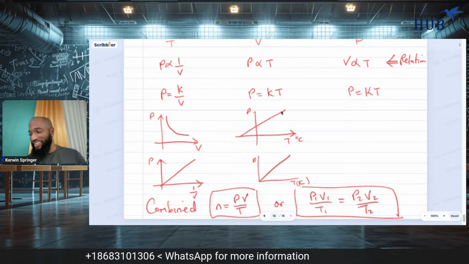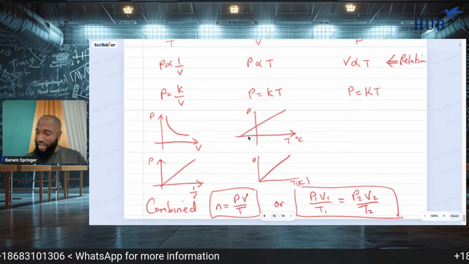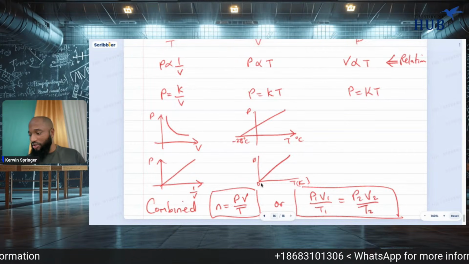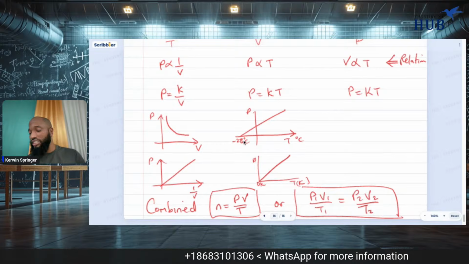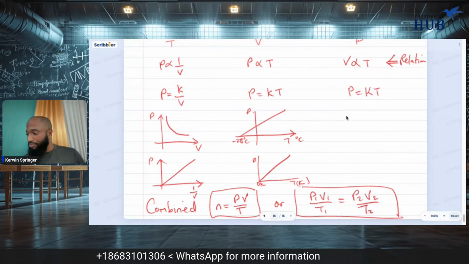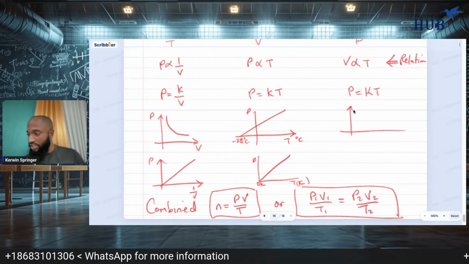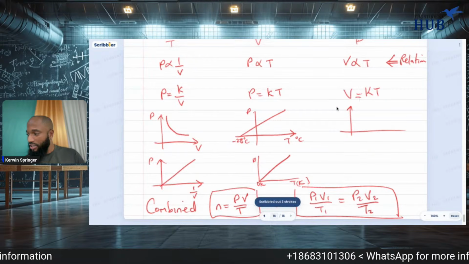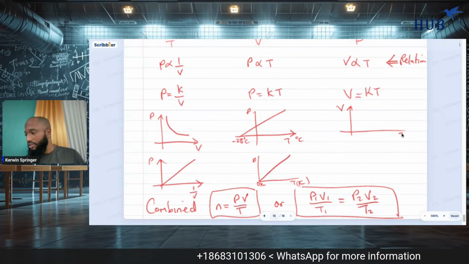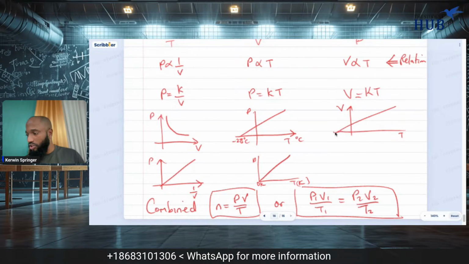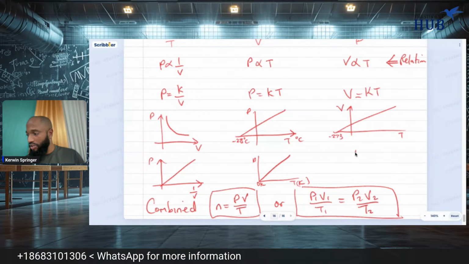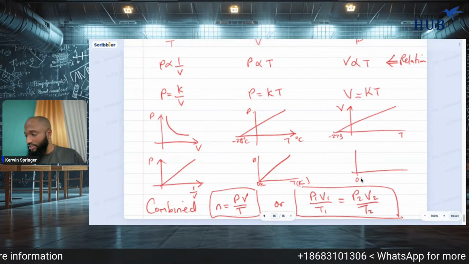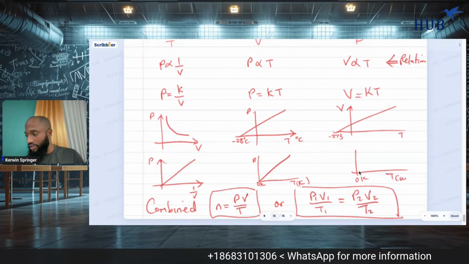So this one would look like this. And this value here would be negative 273 degrees Celsius. So this one is 0 Kelvin. This one is negative 273 degrees Celsius. Same thing will occur here. It's just that on this axis, instead, you will have, did I put P here? Sorry, this should be V. On this axis, you'll have V. So this will also be negative 273. And this one is going to be 0 Kelvin. This is if your temperature is in Kelvin.